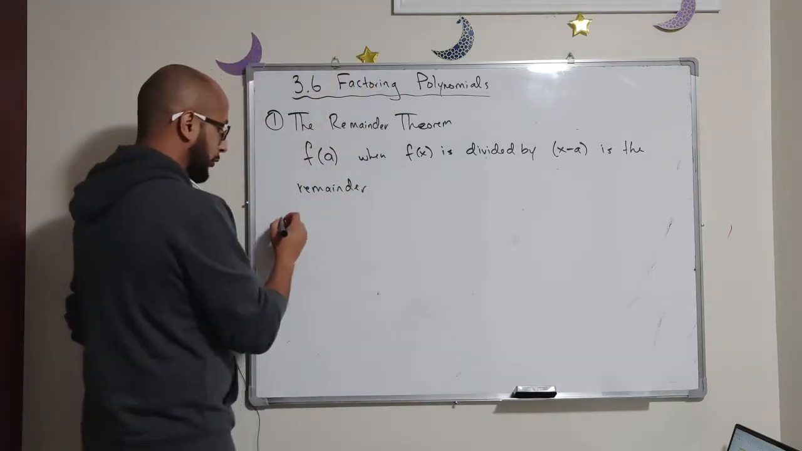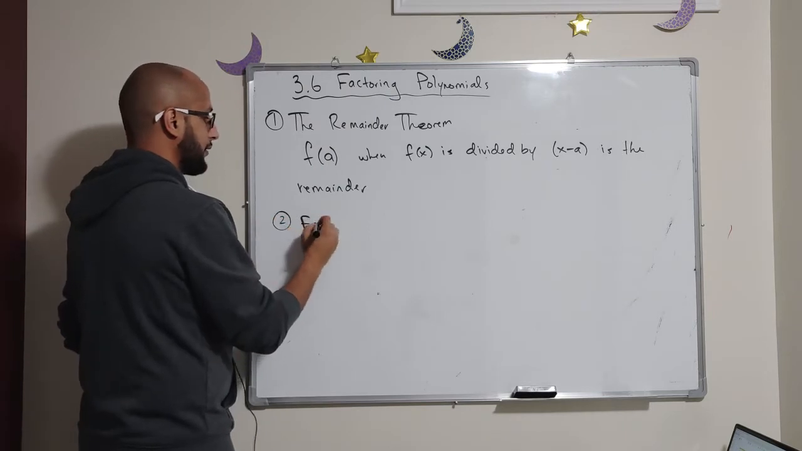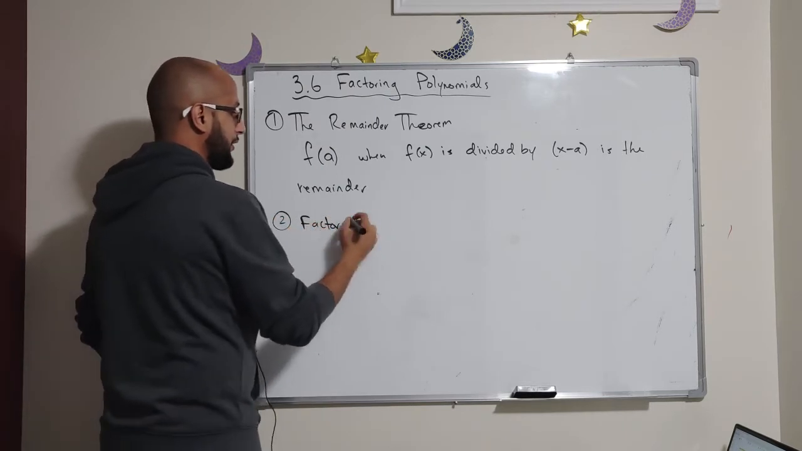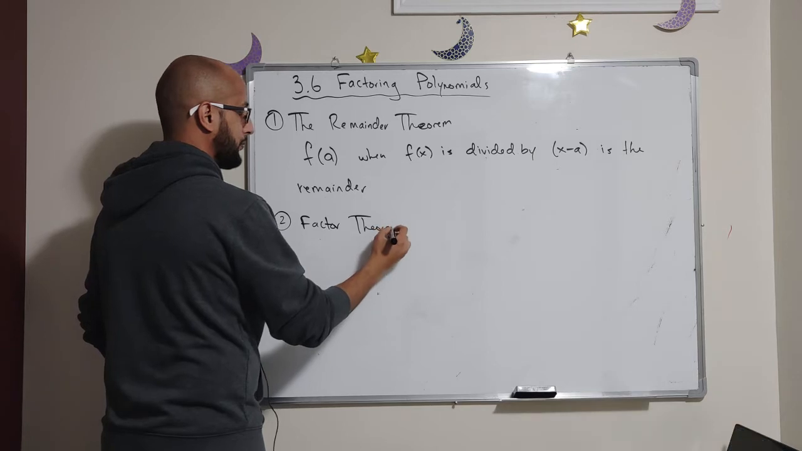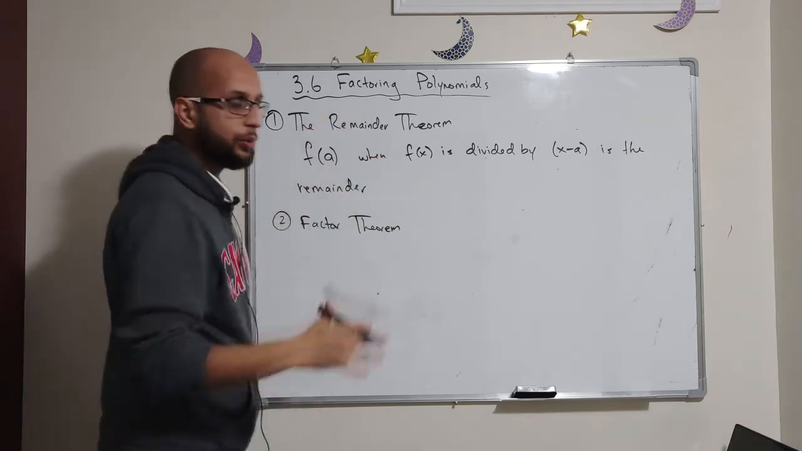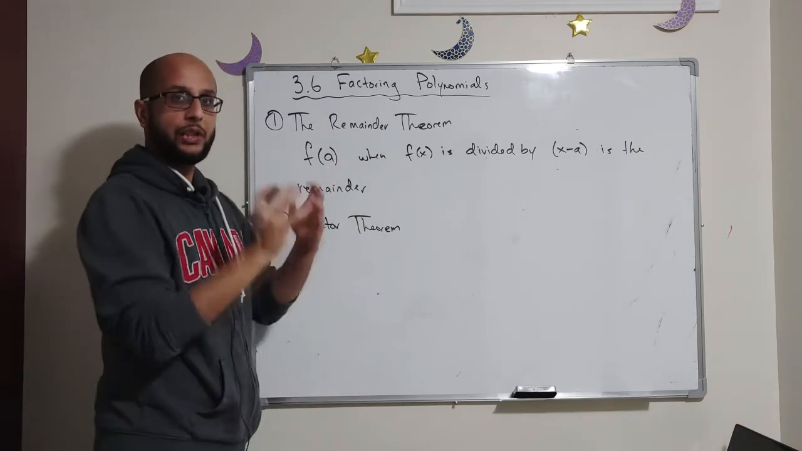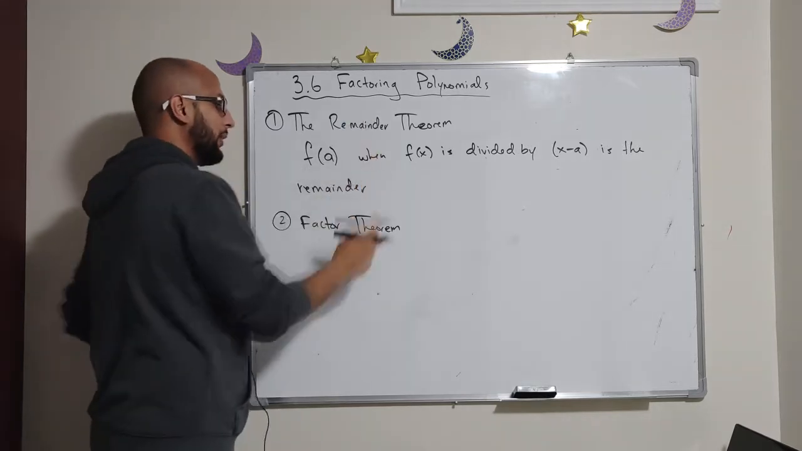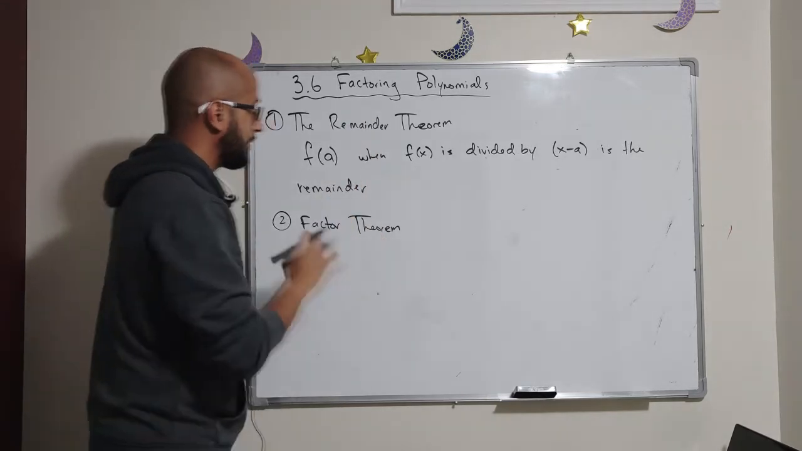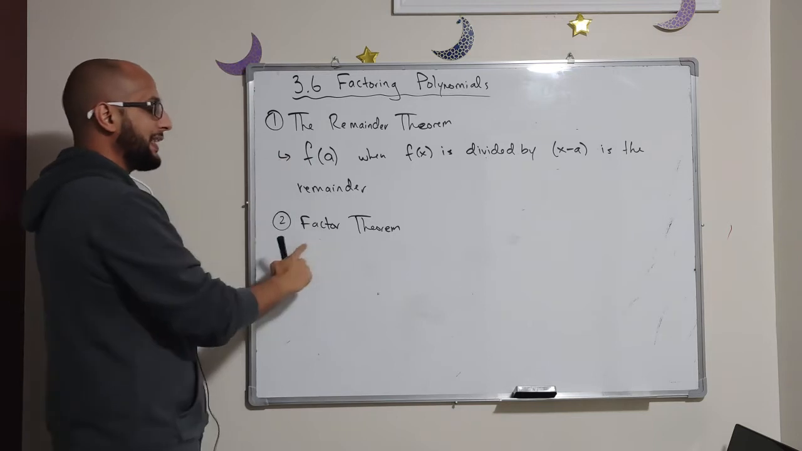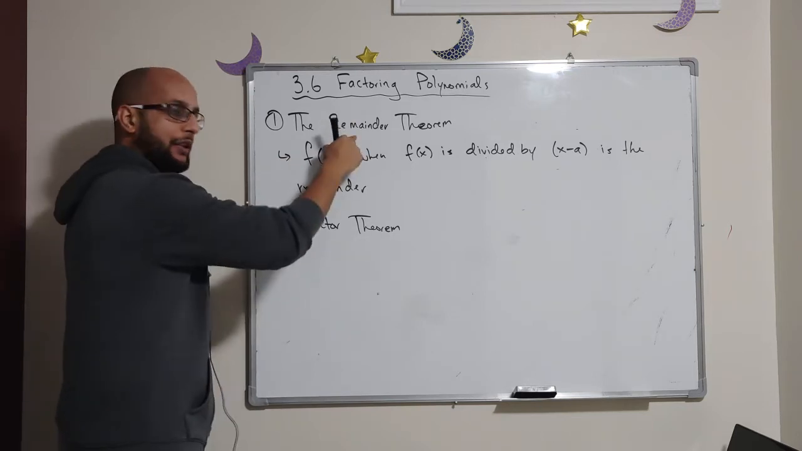The second thing we want to look at is the factor theorem. This whole section, factoring polynomials, comes from these two theorems. Everything we're going to be doing relates back to the remainder theorem and the factor theorem. The factor theorem is one example of the remainder theorem.